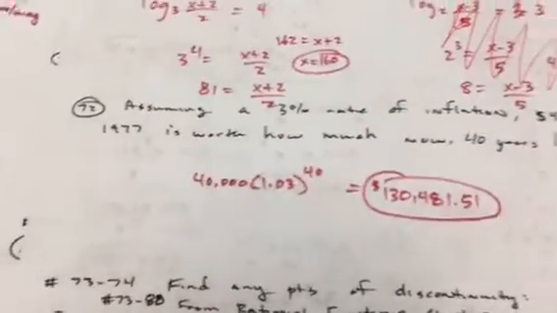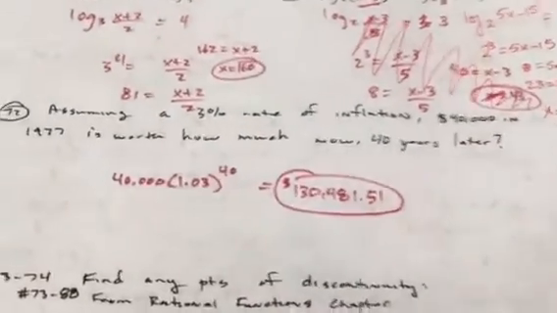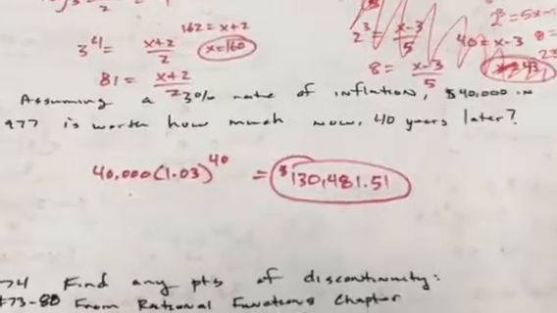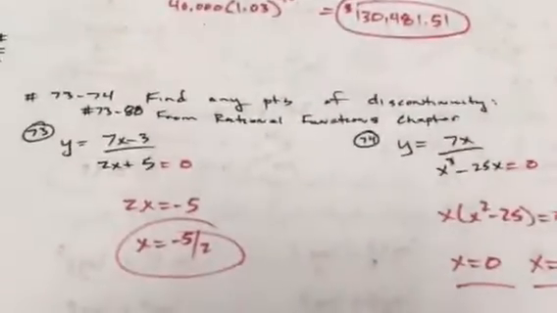Good catch, though. All right, assuming a 3% rate of inflation, that means the base is 1.03. 40 grand, my principal, in 1977 is worth how much now? 40 years later, that's the exponent, rounded to the nearest penny.